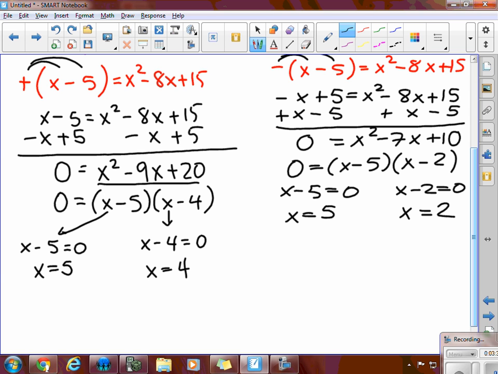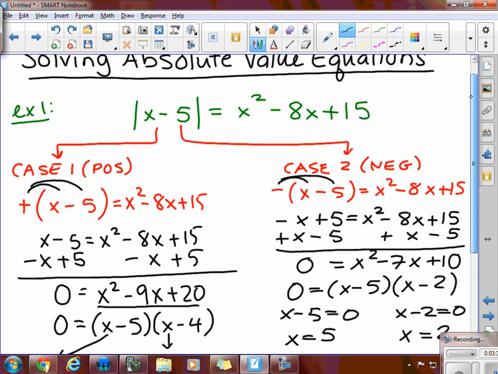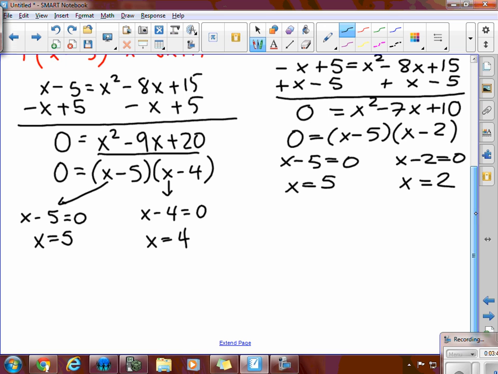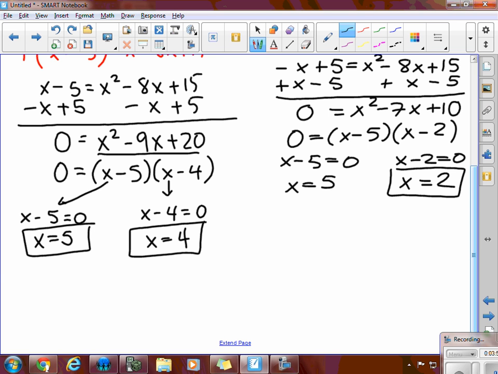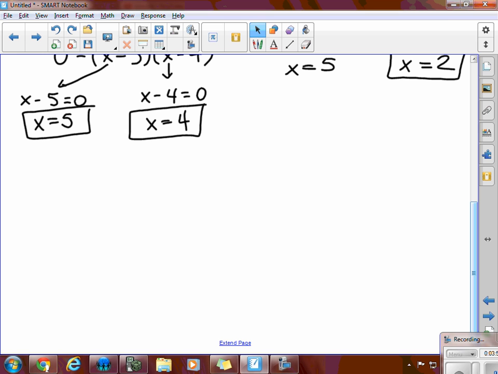So if I look at my absolute value equation up here at the top, I was solving this, and I came up with 3 different possible solutions. Maybe x equals 2, maybe x equals 4, and x equals 5 shows up twice, so that's just considered one solution. Maybe x equals 5. But when we're solving absolute value equations, we know that we have to verify to make sure none of these are in fact extraneous solutions.